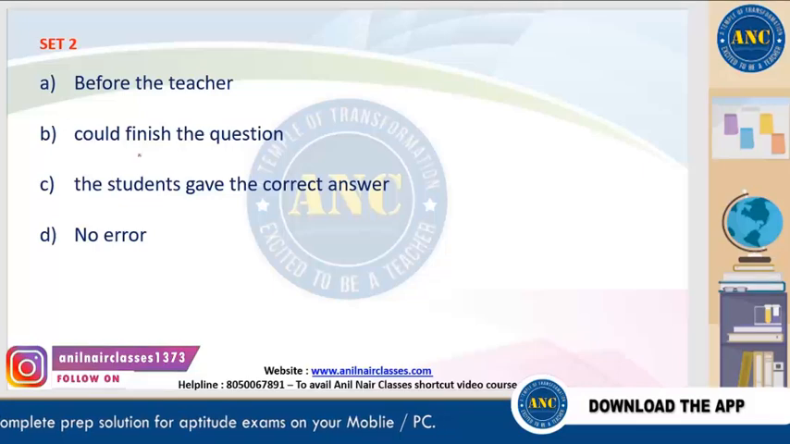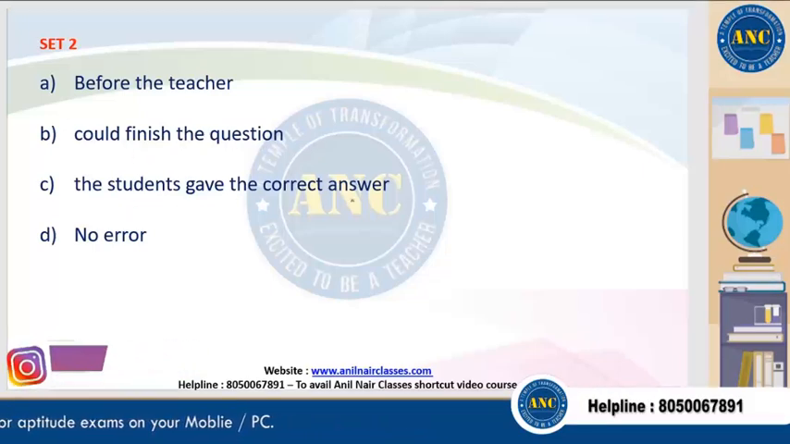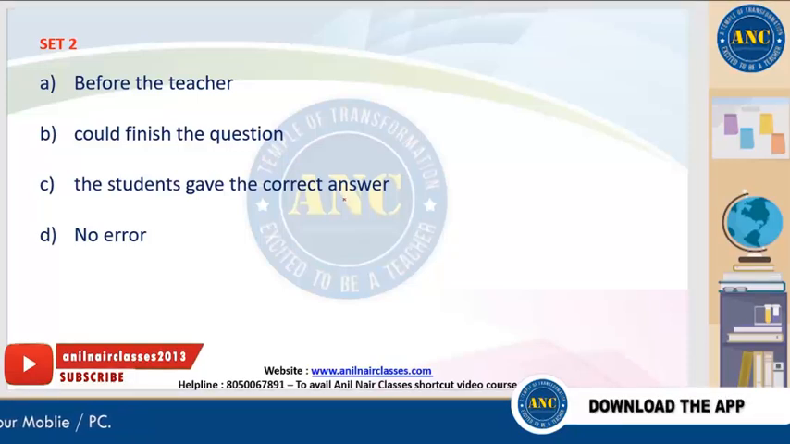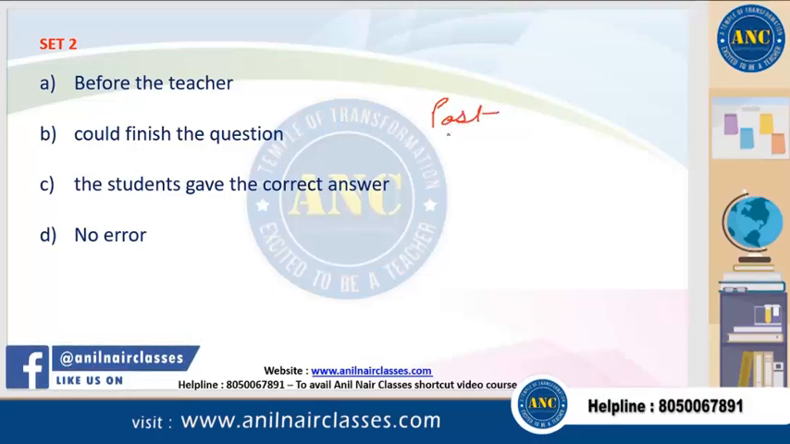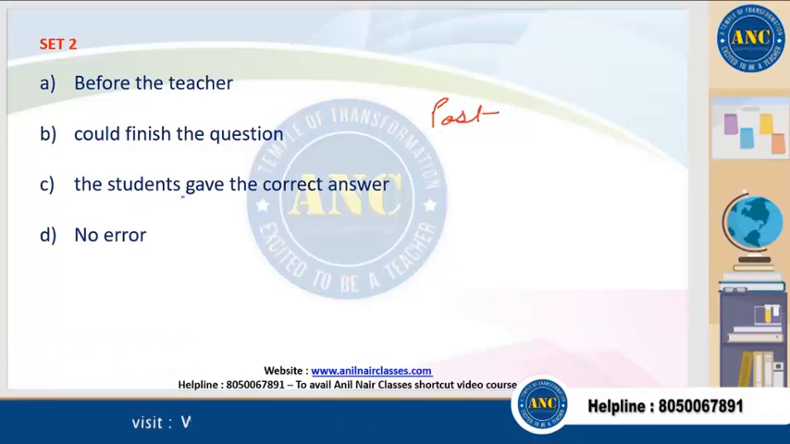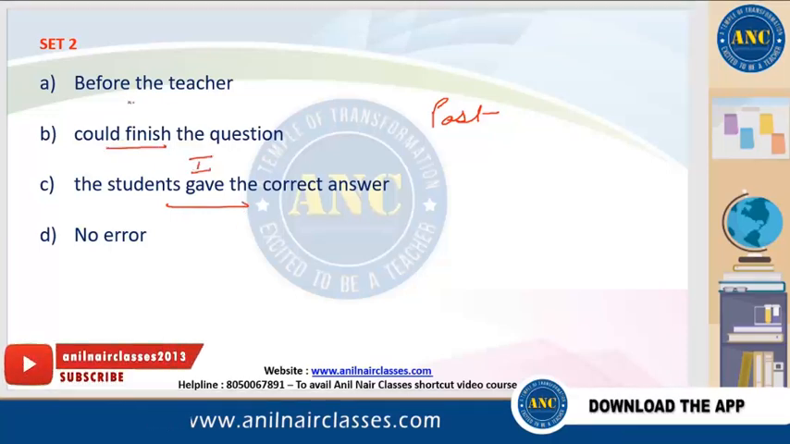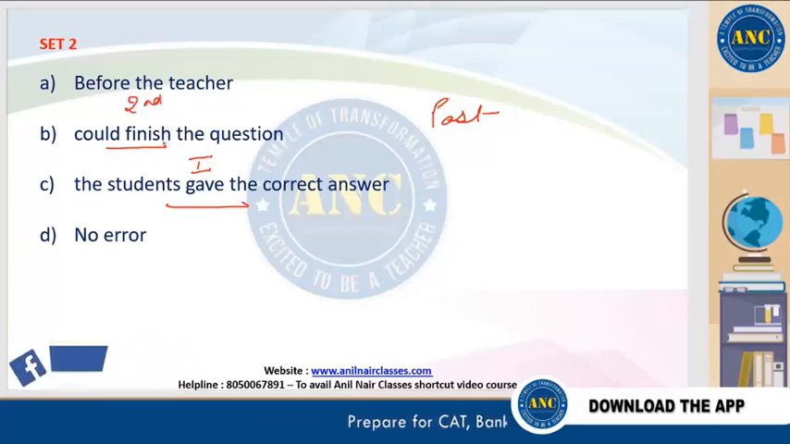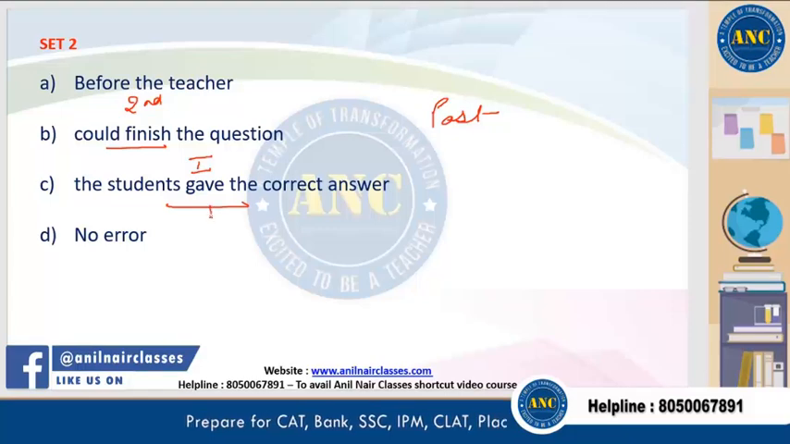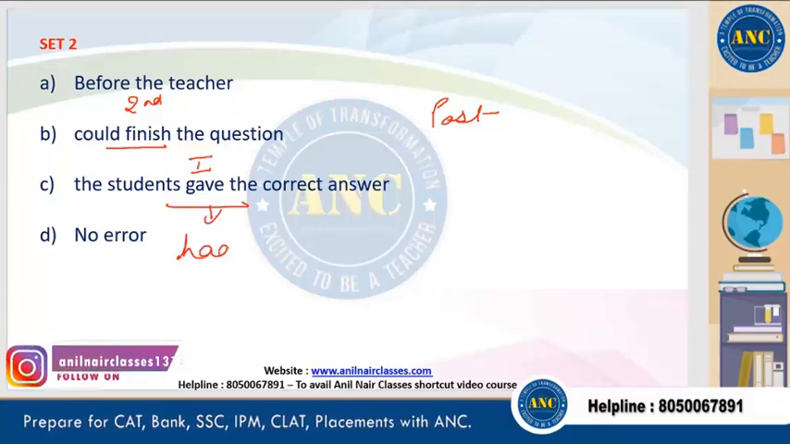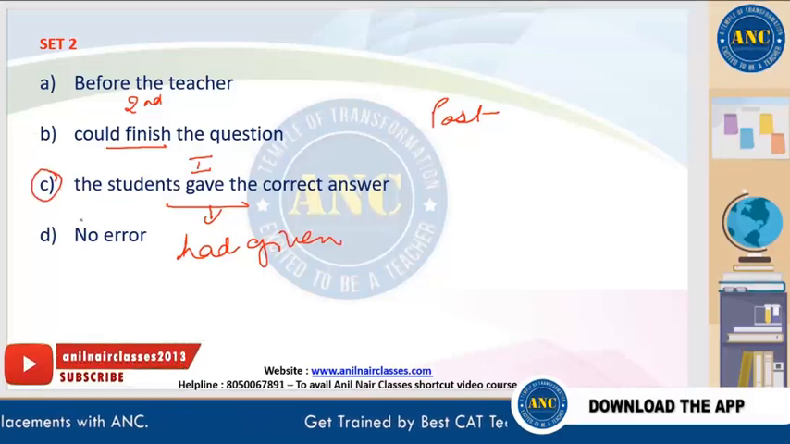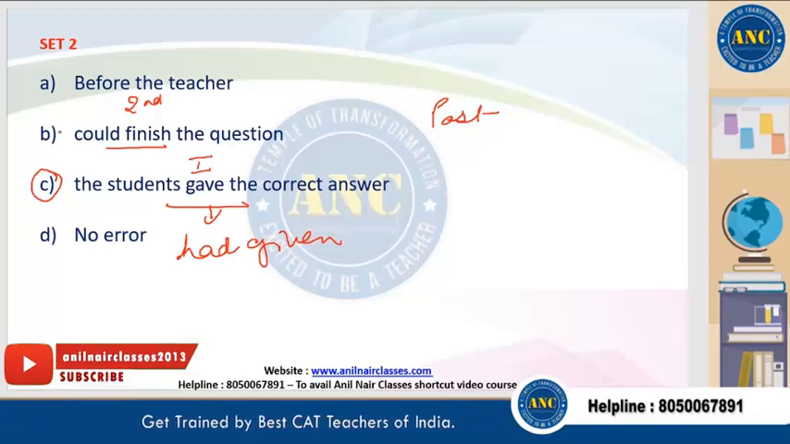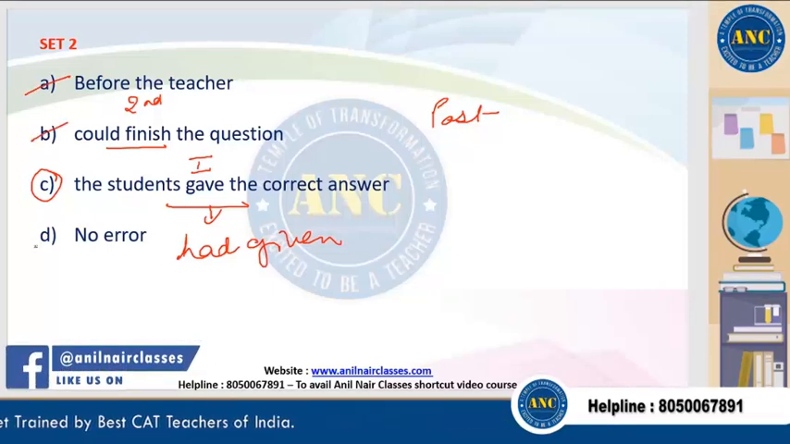Next one. Before the teacher could finish the question, the students gave the correct answer. So now the two instances are mentioned in the past, right? The first instance should be in the past perfect. So this is the first instance: students gave the correct answer. "Could finish" is the second event. So the second event should be in the past. That is fine. So for the first event, "gave" should not be there. The students had given the correct answer. So C is the right answer, which should be in the past perfect, but "gave" is in the simple past. Rest all are correct. Get rid of A, B, and D.